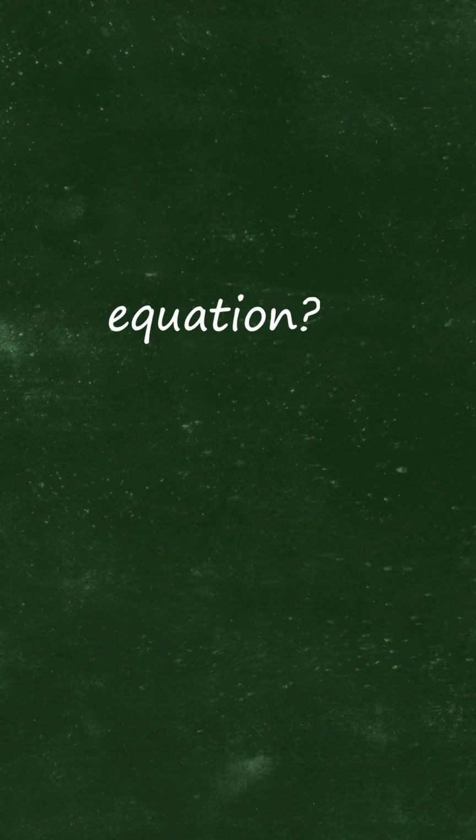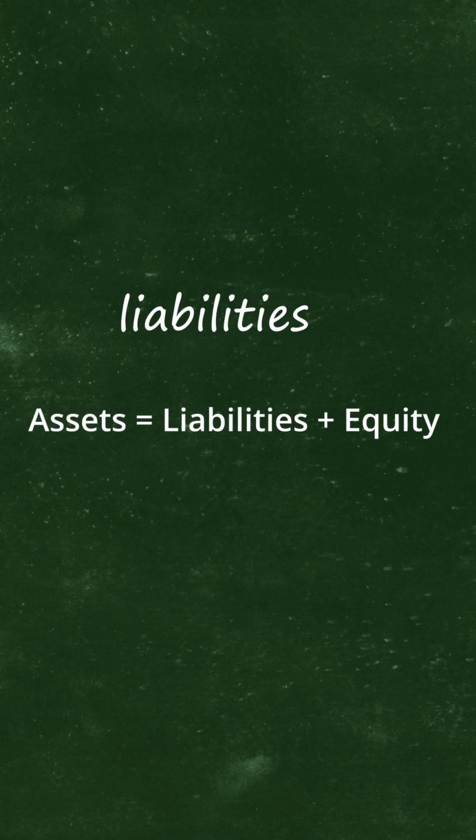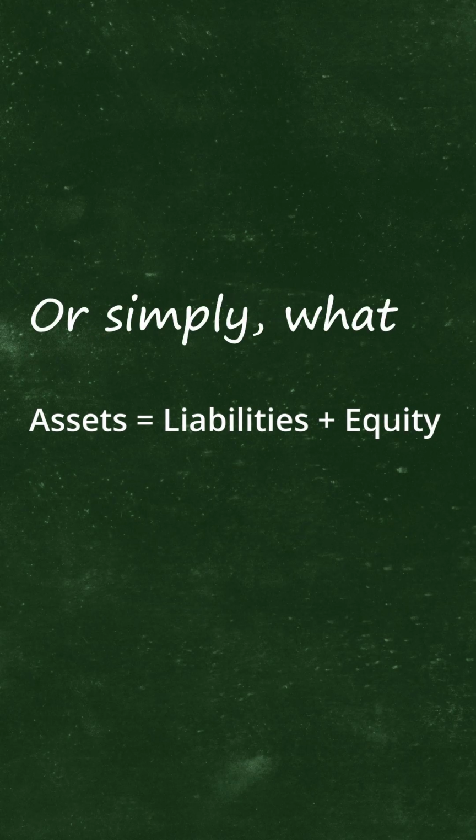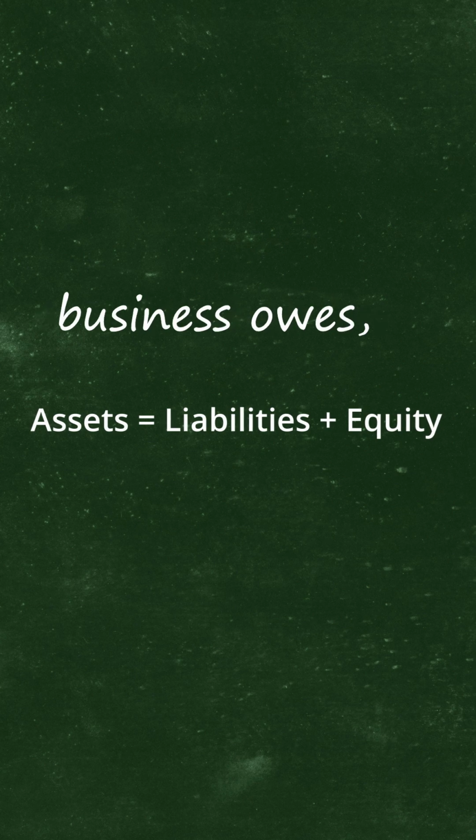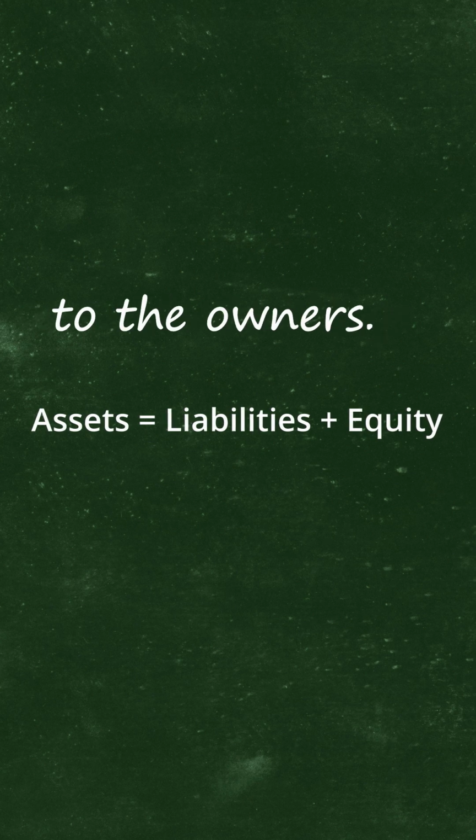The first 4 questions. Question 1. What is the basic accounting equation? Let's start with the foundation of accounting. The basic accounting equation is assets equal liabilities plus equity. Or simply, what the business owns equals what the business owes plus what belongs to the owners.